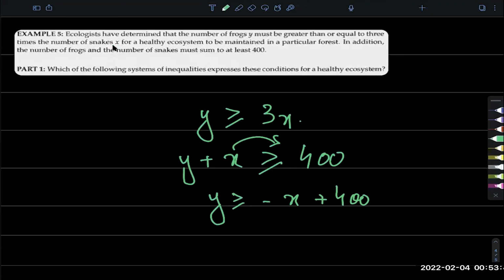Okay, I didn't really get the second half of this, sir. The second inequality. I got the first one. The second one says, in addition, the number of frogs. So what is the number of frogs? Number of frogs is y. Y plus the number of snakes, that is x. So y plus x comes to at least 400, which means it should be greater than or equal to 400. Sorry, sir, I was being stupid. I didn't realize it's a system of inequalities. I thought it was just one inequality. No, it's fine. No problem. I got it, sir.